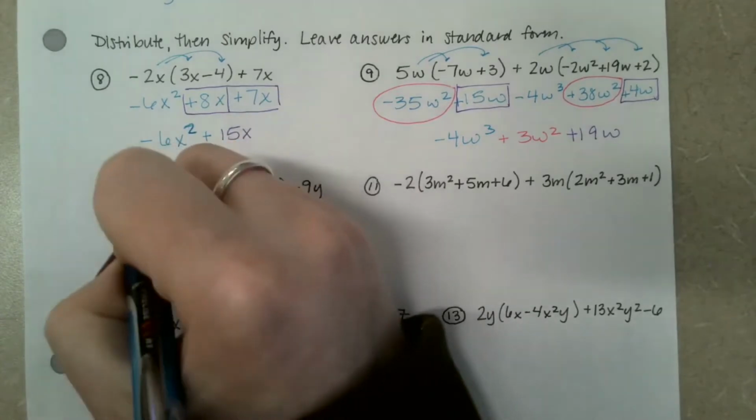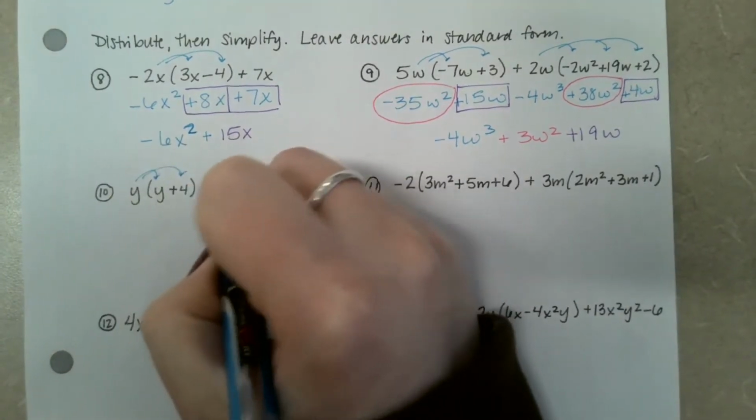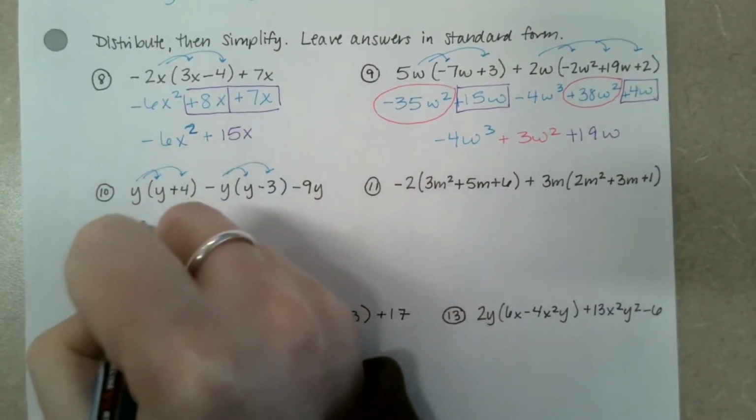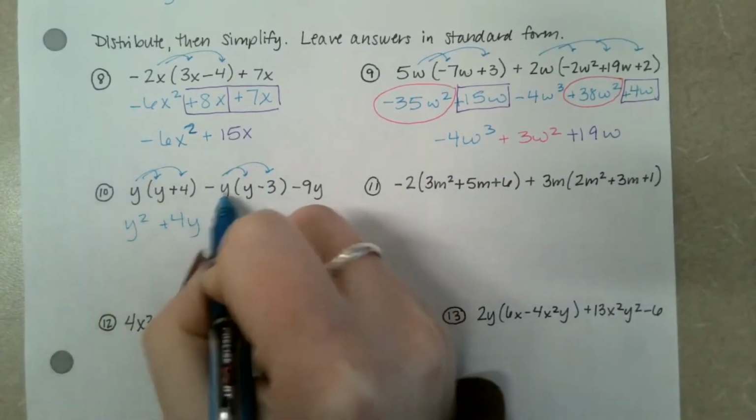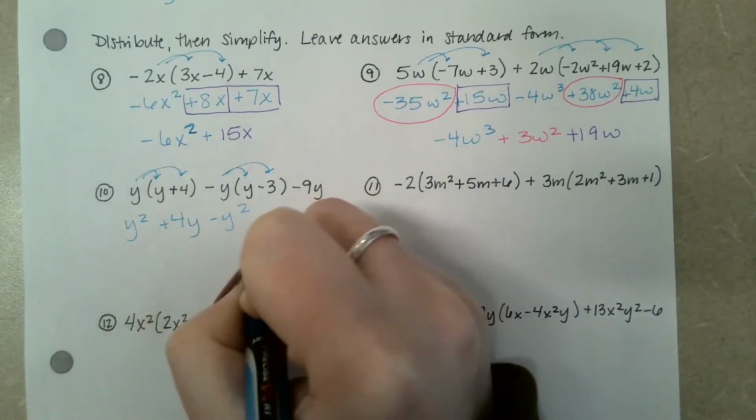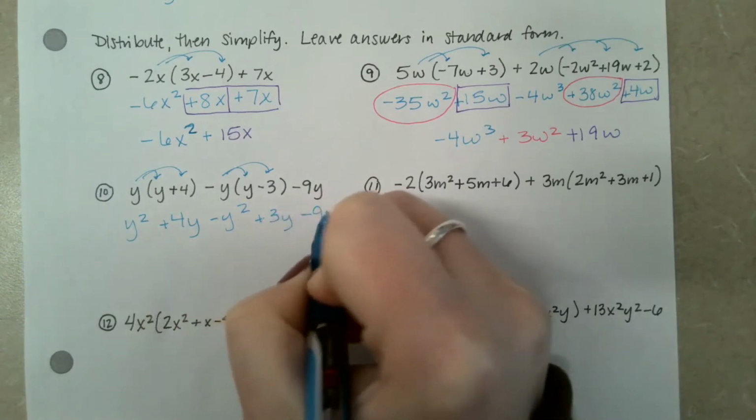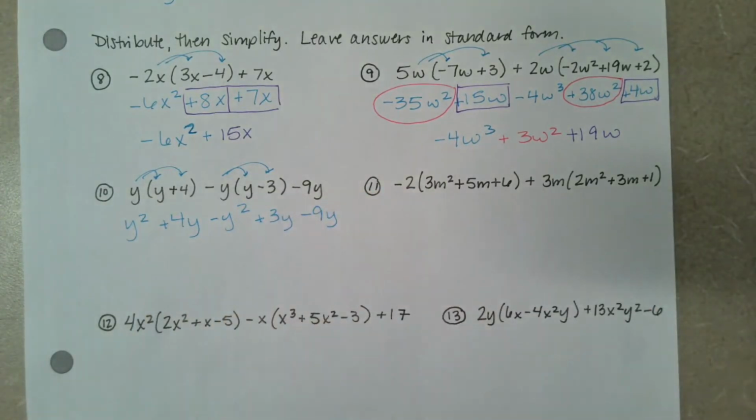In number 10, I again have two sets of distribution to start with. So y times y is y squared plus 4y. We get negative y squared and positive 3y. And then the negative 9y wasn't a part of our distribution.